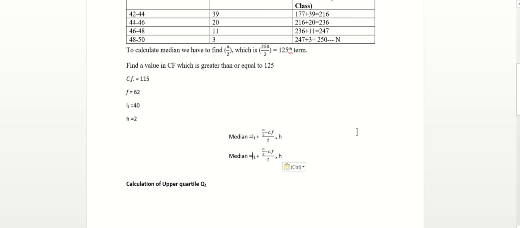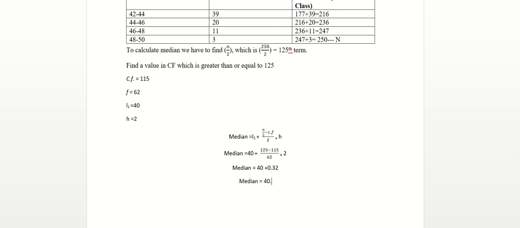So now here L1 is 40, N by 2 is 125, CF is 115, frequency is 62, and H is 2. So now we will solve it. Median equals this. When we solve this part, 125 minus 115 divided by 62 into 2, the answer we get is 0.32. So the median here is 40.32. So this is how we have calculated median, right?